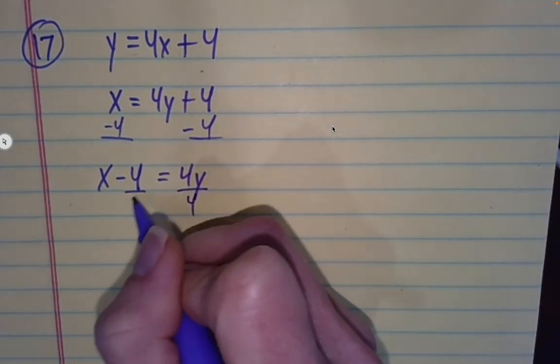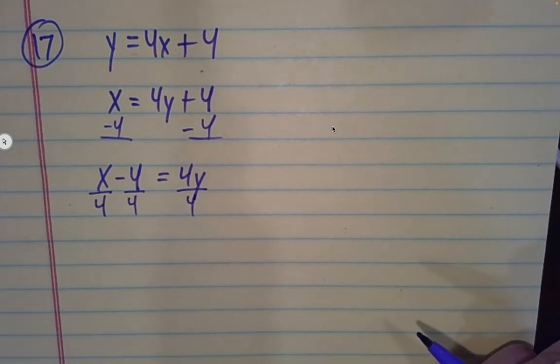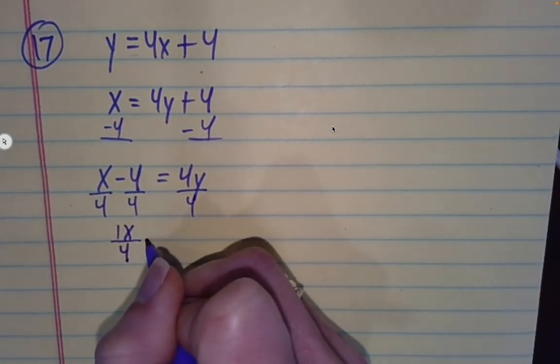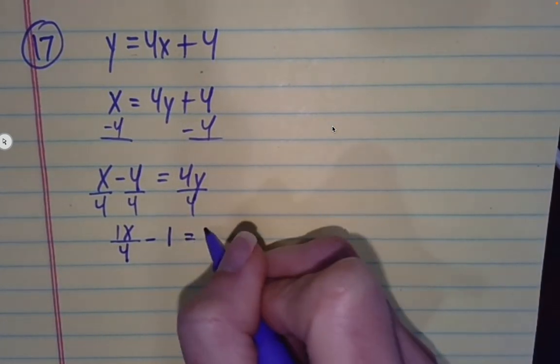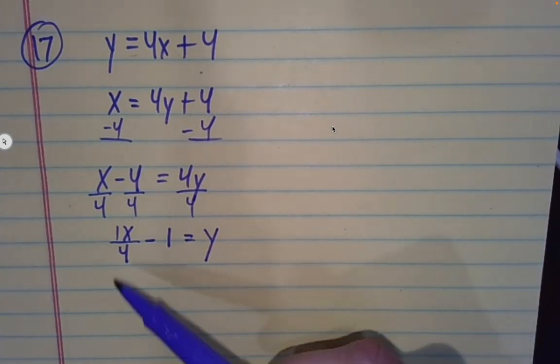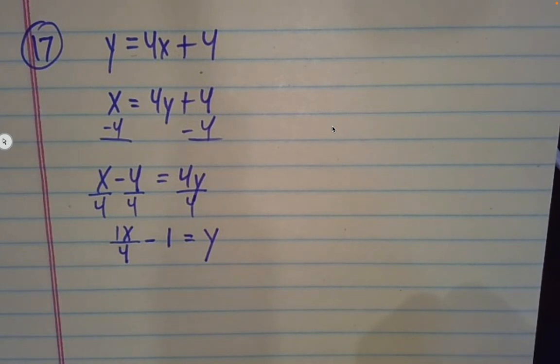So they may have it written different, so we'll just have to see. I'm just dividing every little thing by 4. So I have 1x over 4. What is 4 over 4? 1. And then that goes to 1y. So which one looks like that? Which one has a 1/4 with an x and a minus 1? C. So make sure you understand.